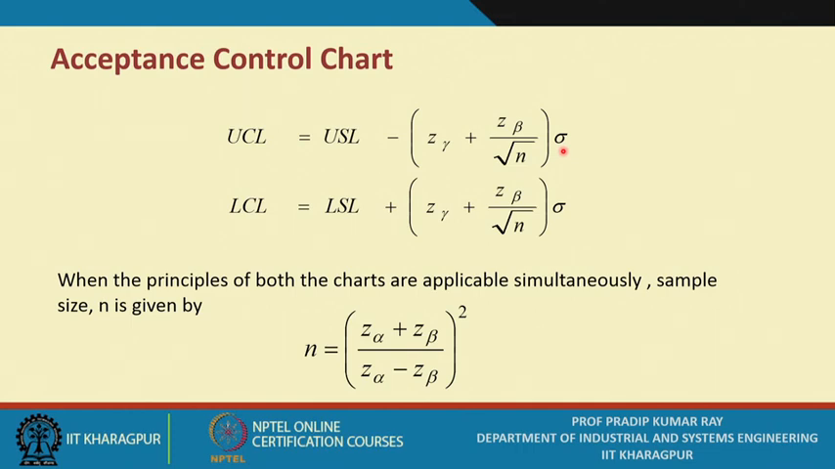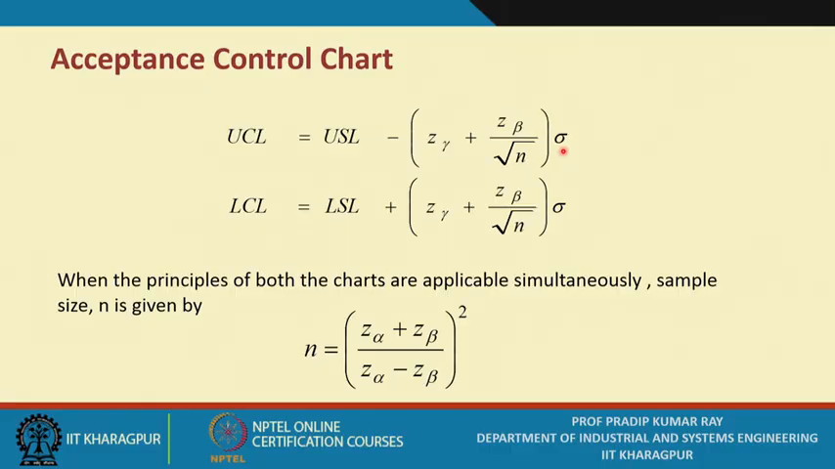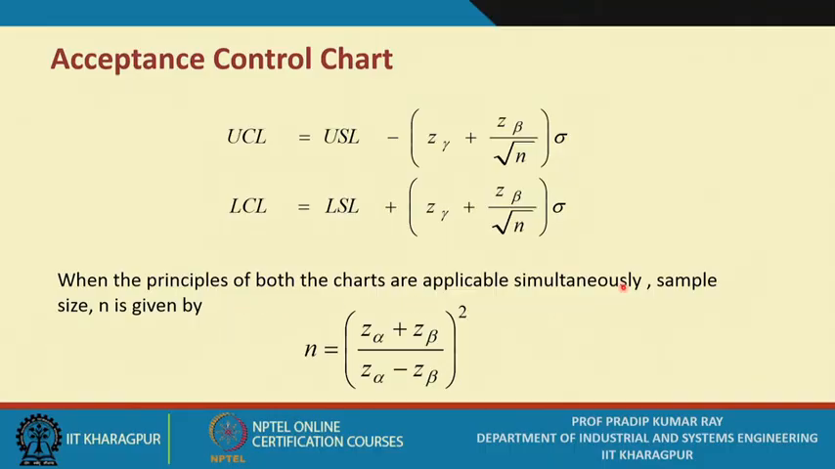And then there is a probability of making type 2 error when the proportion non-conforming changes to any value from, say, the delta. So under these 4 or 5 conditions, you have to meet all these conditions simultaneously. Obviously the modified control chart must be used along with the acceptance control chart. That is the norm. In this context, the principles of both the charts are applicable simultaneously. Is it clear?